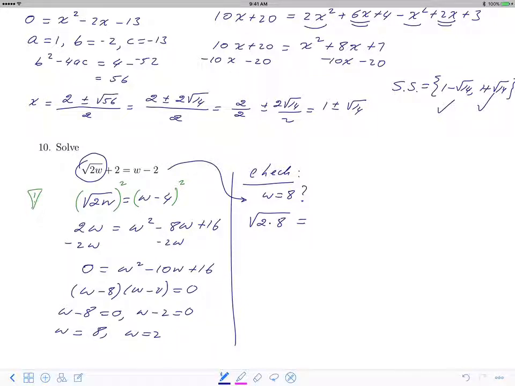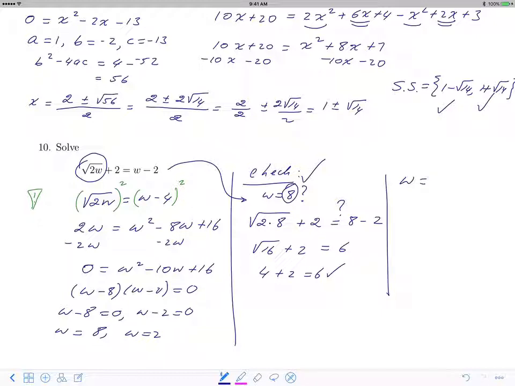On the right side, we have minus 2, or plus 2. And on the right side, we have 8 minus 2. So the question is, do these match? This is square root of 16 plus 2, and this is 6. Square root of 16 is 4, plus 2 is 6. That checks out. So 8 checks.